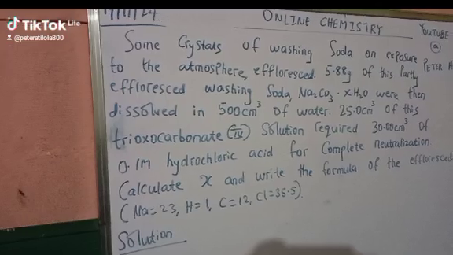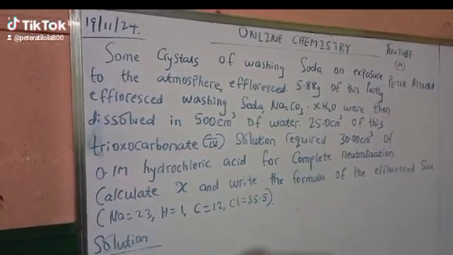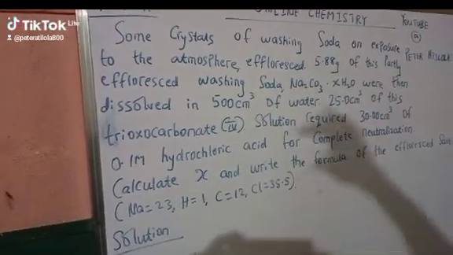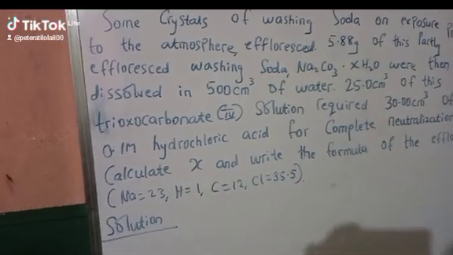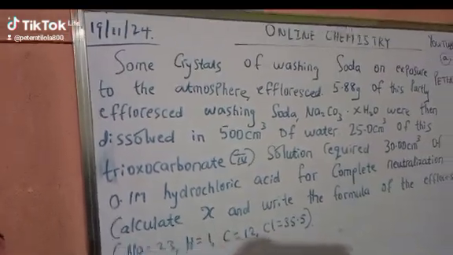Now this is the question on the board. Look at it. They say calculate S and write the formula of the efflorescent salt, a salt that has already lost part or all of its water of crystallization on exposure to the atmosphere. We're going to study that aspect of chemistry under acid, base and salt: efflorescence and deliquescence.